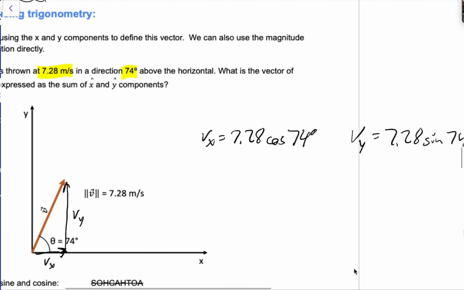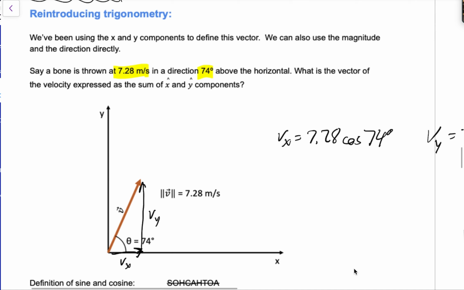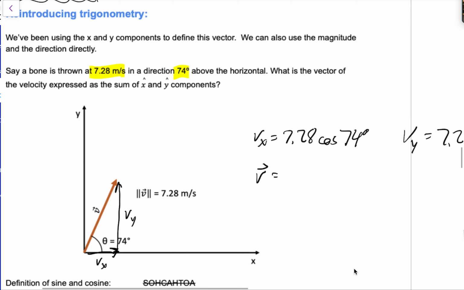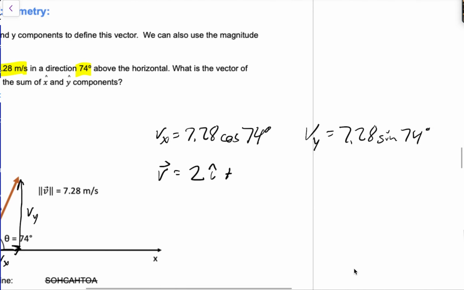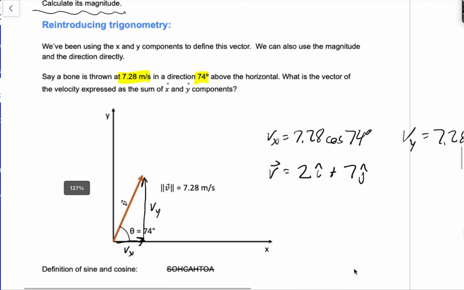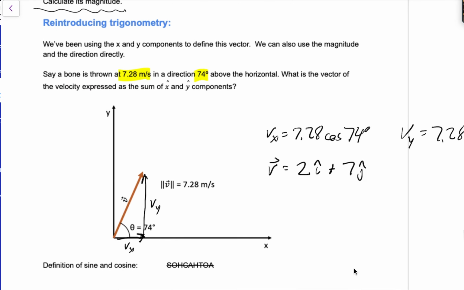All right. And so we want to express it as the sum of the x and y components. So that means that v is equal to 7.28 times cosine of 74, which is about 2, times i hat, plus 7.28 times sine of 74, which is about 7, times j hat. So we have that vector expressed as the sum of the x and y components.